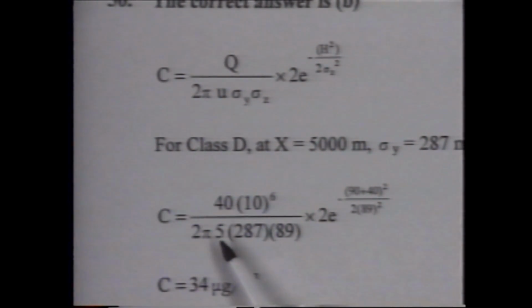There's the wind speed, 5 meters per second. Remember, if that's given to you as a ground level wind speed, you must adjust that up to the effective stack height. And so it would be something greater than 5 at the height. And then simply plugging through the numbers, this gives you the answer, 34 micrograms per cubic meter.